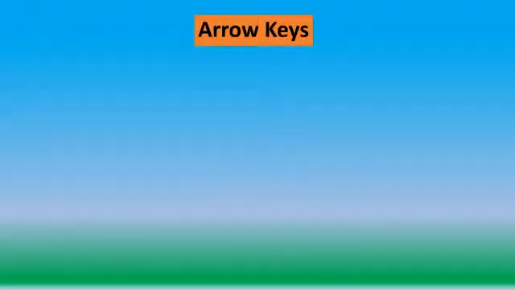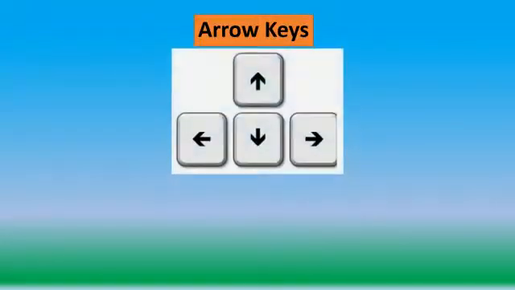Now, let us discuss about the arrow keys. There are four types of arrow keys on the keyboard. These arrow keys are used to move the cursor on the screen in different directions, such as up, down, right or left.